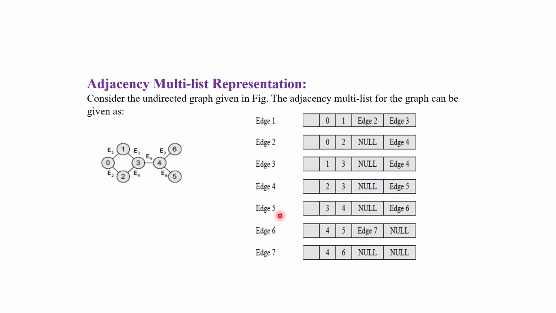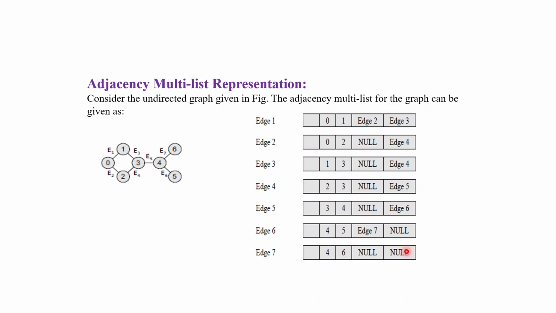And then likewise for E5 and E6. E6 is between 4 and 5. The other side of 4 is going to be E7. So E7 needs to be covered. And then 5: there are no corresponding other edges, so null. And then E7 is between 4 and 6. So all the edges are covered. So null. So this is called the multi-list representation.